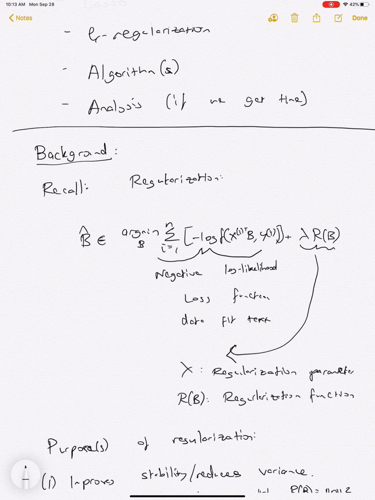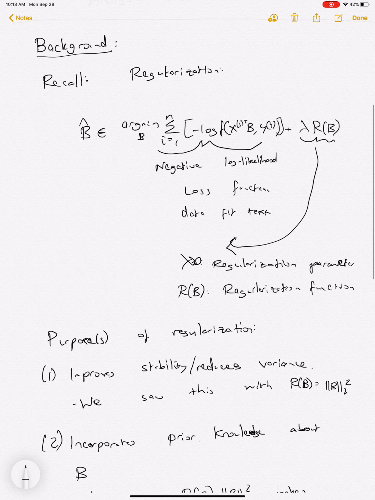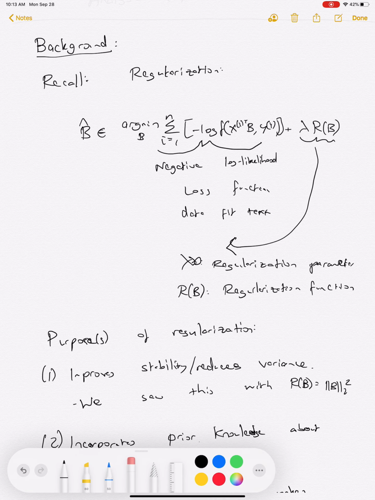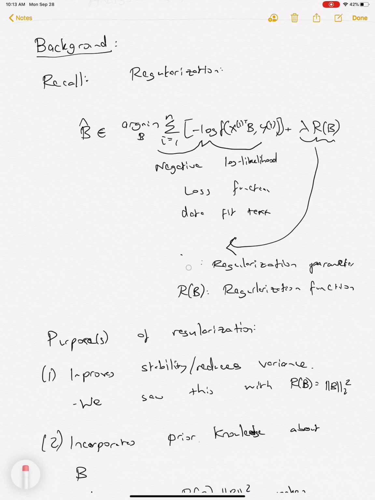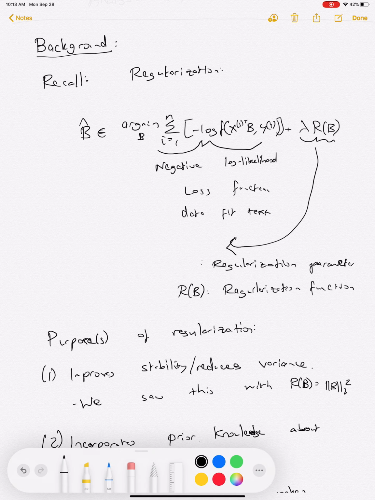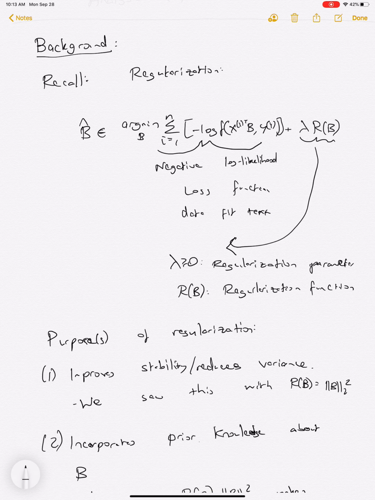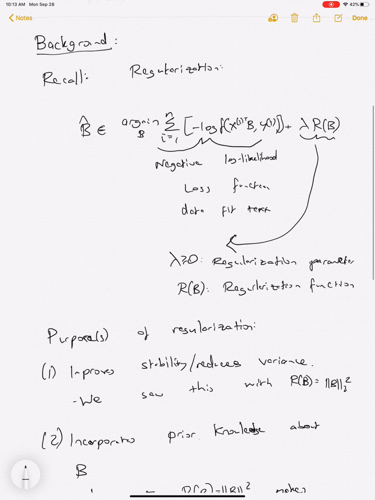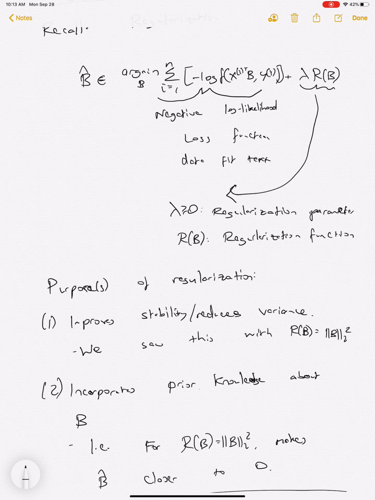But as we saw in the previous lecture, and as we're going to learn throughout, there are often times where it's beneficial to add a regularization term. Here lambda is the regularization parameter. I should mention that lambda is greater than or equal to 0. It could be 0 in principle, which would just give you back the negative log likelihood. So, lambda greater than or equal to 0, and then R of B is the regularization function.